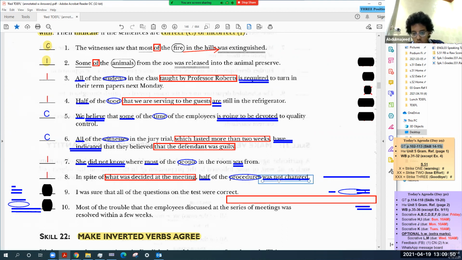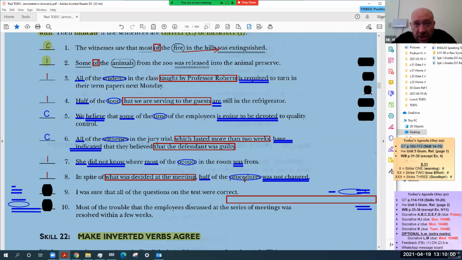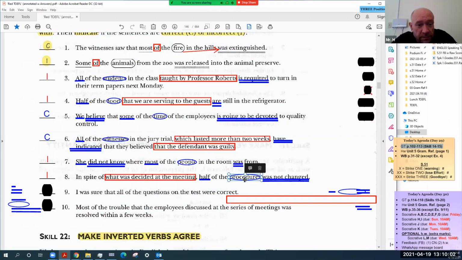Okay. All right. So the problem, where is the problem? The problem is with wasn't. Yeah. Was. Because procedures is plural. Yeah. All right. Let's try number 9. Subject. First subject. I. Okay. And the first verb? Was sure. Okay.